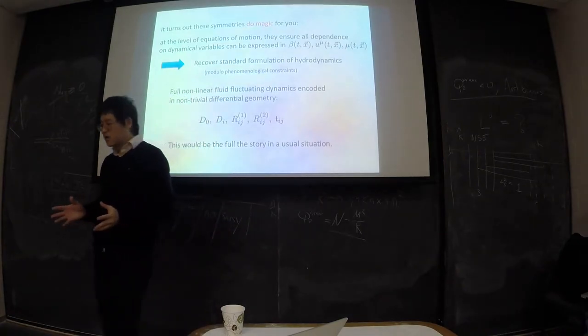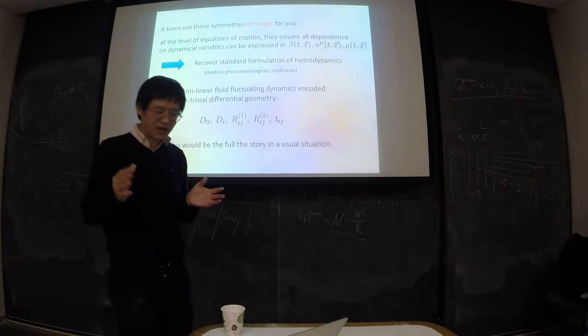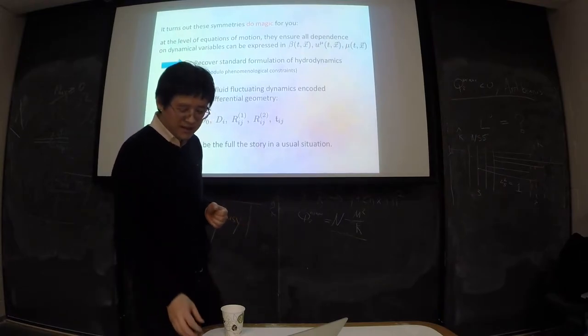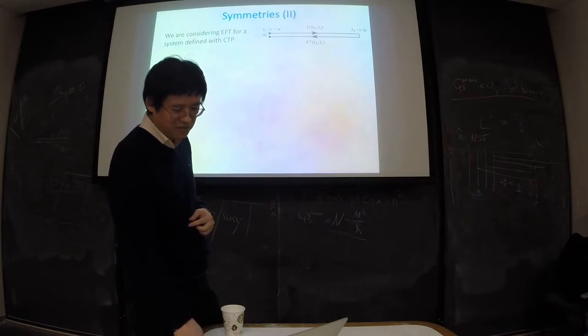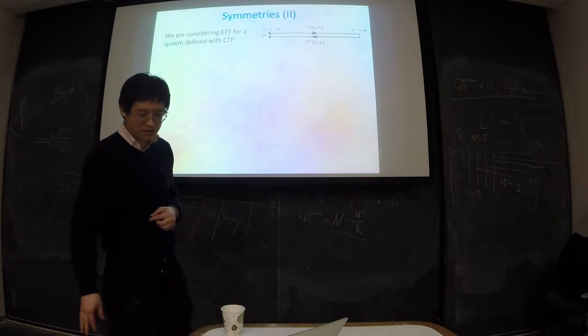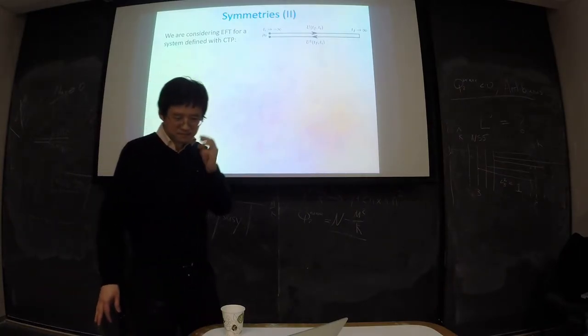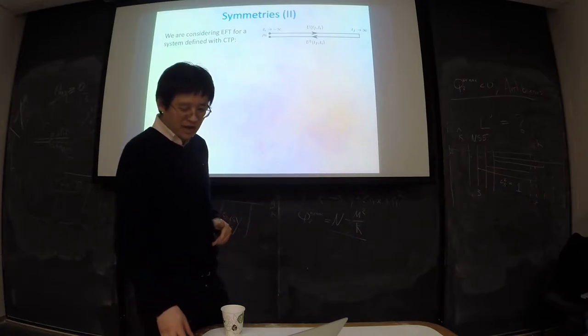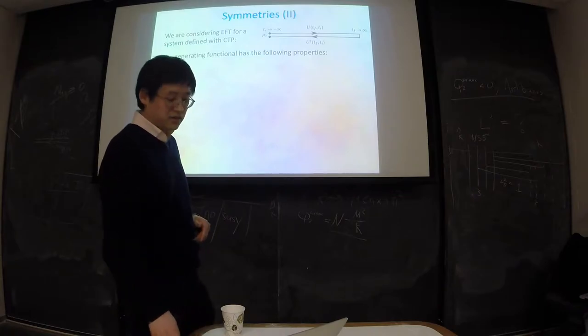So in the normal story, this would be the full story. If you just have a standard effective field theory, this would be the full story. But here, it's a little bit different. Here, we're actually doing this closed time path. And then there are some additional constraints that come from this closed time path. For example, the generating function should have the following properties.